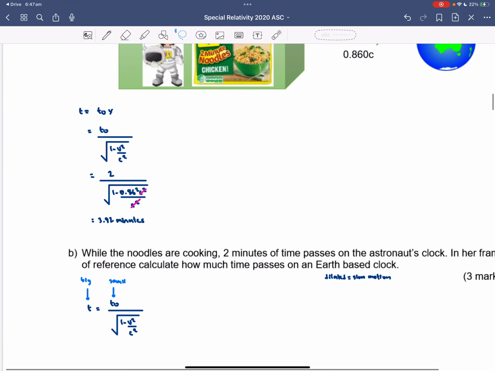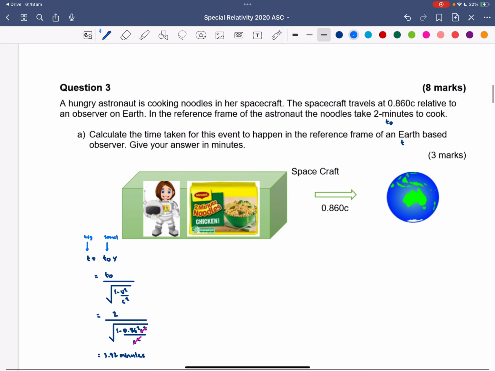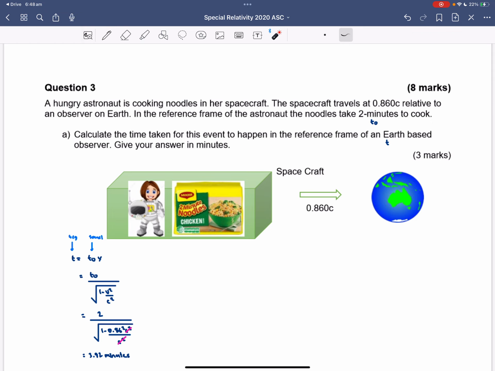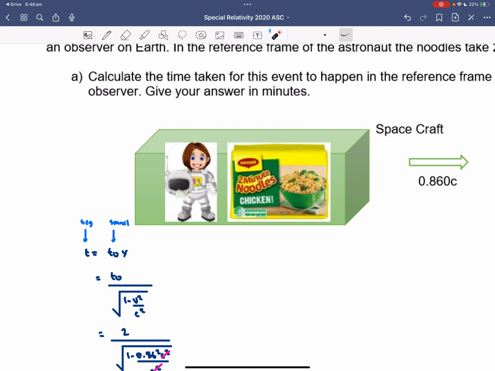So what I mean by that is, even over here, I told myself that t is the dilated time, so it's the big number. T0 should be the small number. That's how I think about it. So I knew that when Earth people see the astronaut cooking the space noodles, the Earth-based observer was going to measure a bigger time. So that's what I was solving for.